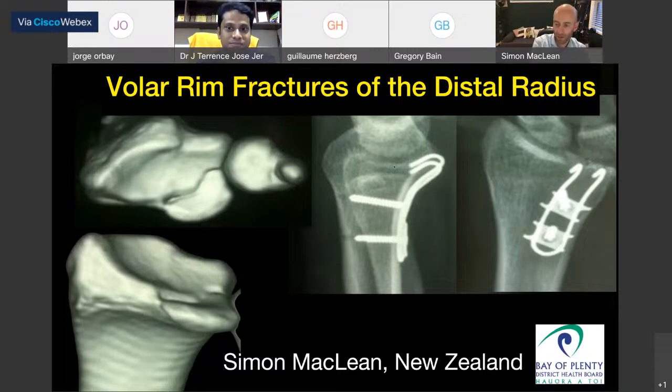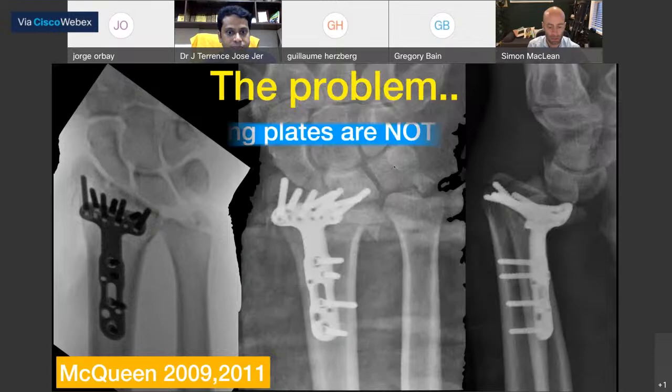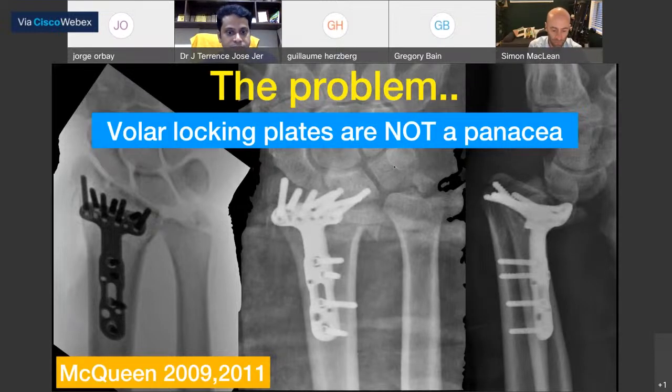I'd like to thank my fellow speakers today on this really challenging topic of volar rim fractures. What has interested me is that in the last 20 years or so, there have been indications for wrist fixation defined by multiple papers, and there's been a real explosion in the use of volar locking plate technology. But we have learned that one size does not fit all. And if the volar rim fracture is missed, then the wrist collapses. To best treat these injuries, we need to fully understand the anatomy of these challenging fractures.